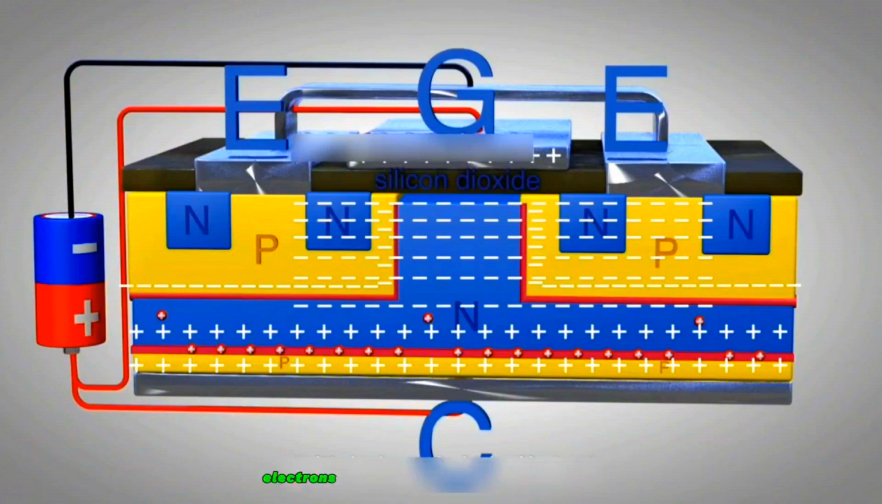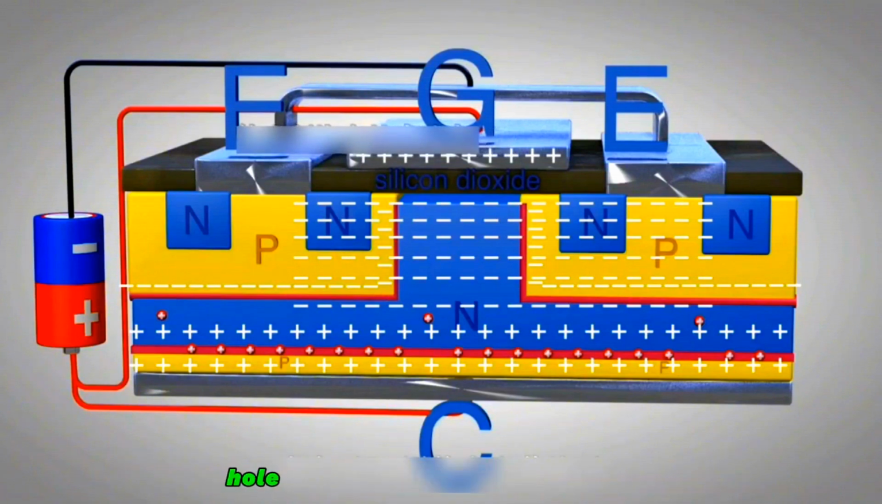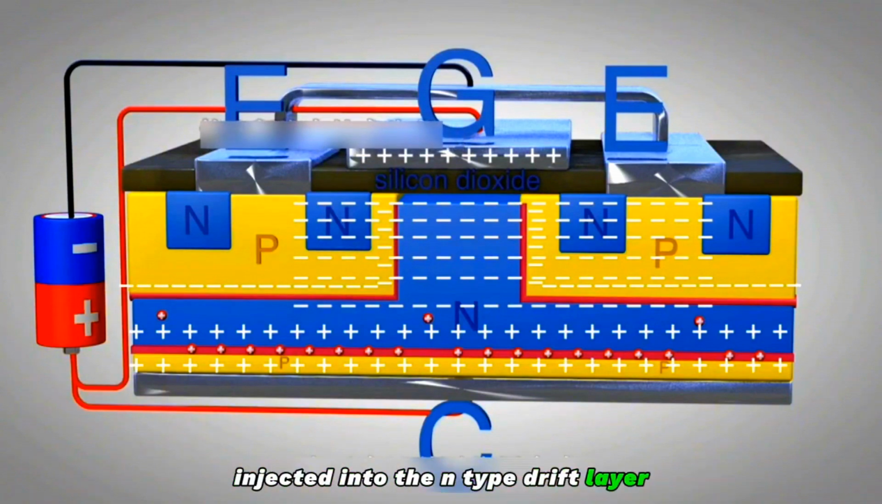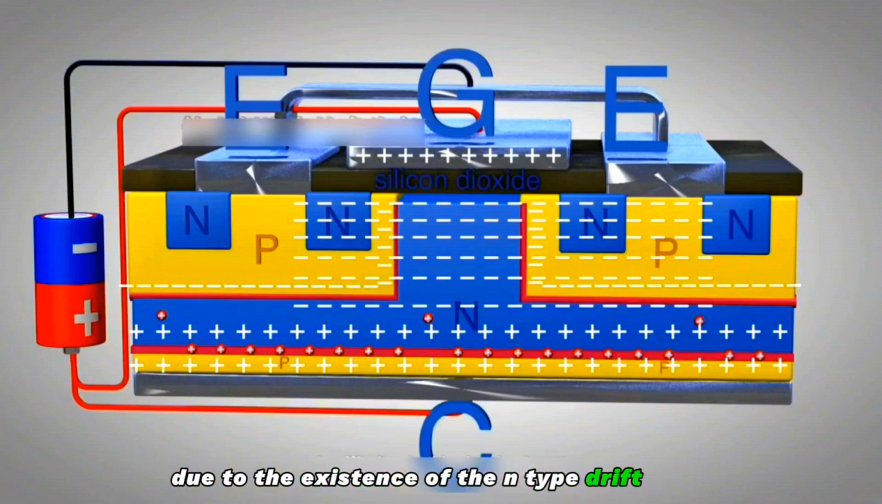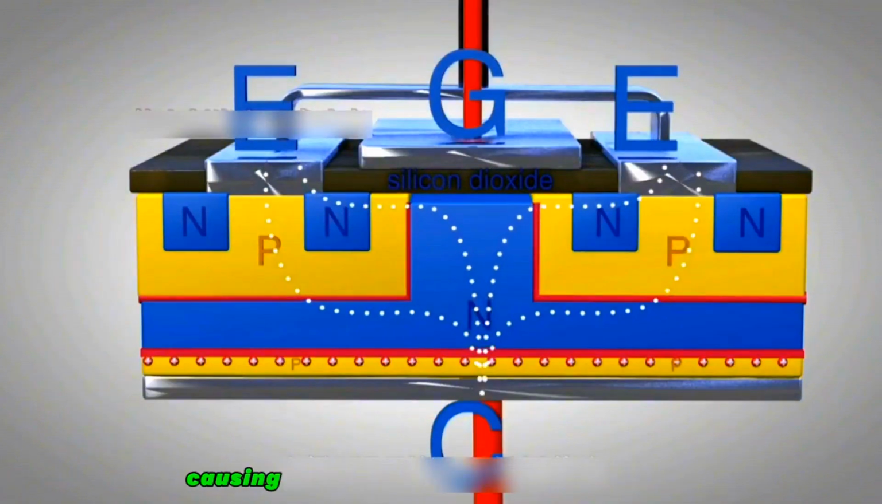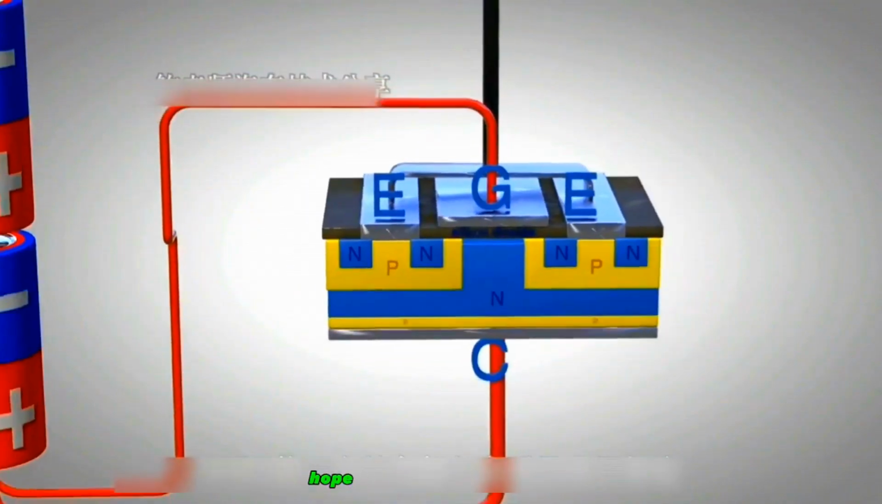In this way, electrons from the emitter flow from the N-plus region to the N-negative drift layer. At the same time, hole carriers from the P-positive region are injected into the N-type drift layer. Due to the existence of the N-type drift layer, excess hole carriers combine with negatively charged free electrons. Because its conductivity has increased, causing the generation of electric current, the IGBT is turned on. This is how the IGBT works. Hope you understand it.